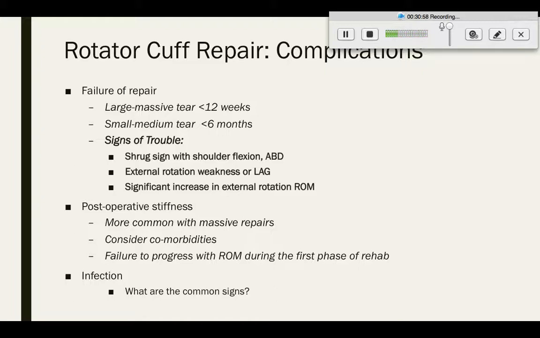Postoperative stiffness is pretty common as far as rotator cuff repairs are concerned as well, especially with a massive repair. The more structures that are addressed in the joint, the more at risk a patient becomes for a chronic inflammatory process and for an accelerated scar tissue healing response. So you need to, again, take into account their comorbidities. What this patient's going to look like to you: they're going to look drastically behind on their range of motion goals based upon what was established by the surgical protocol. And then infection, don't forget your common signs of infection.